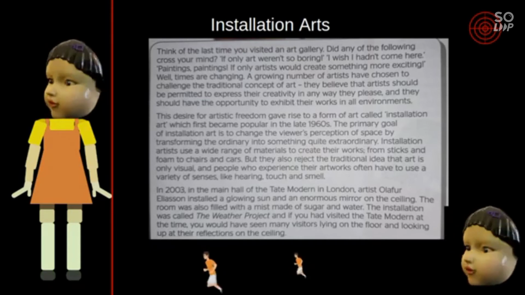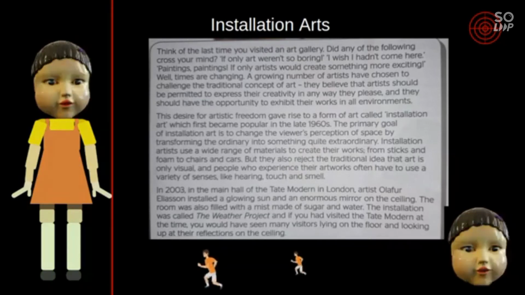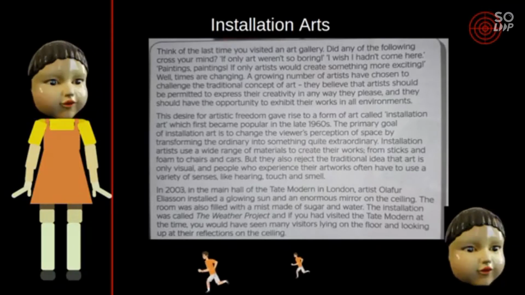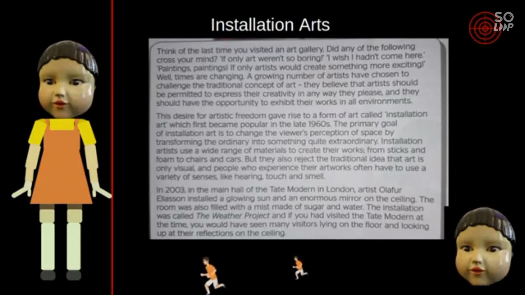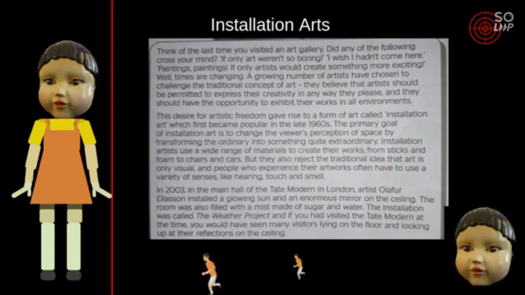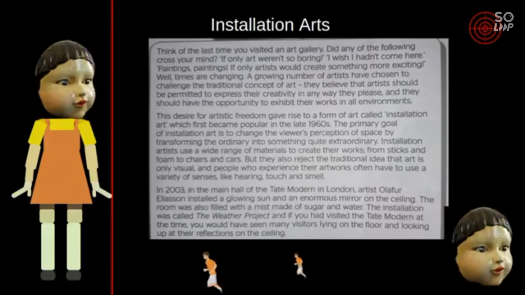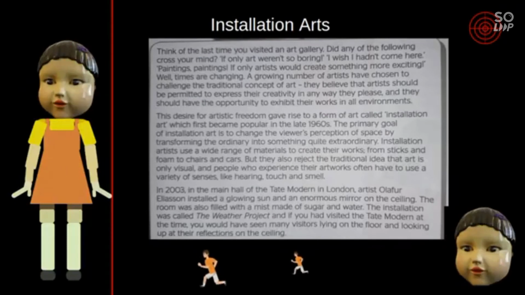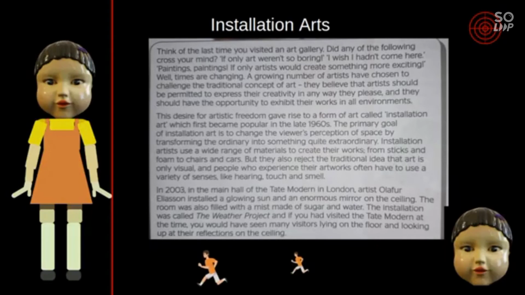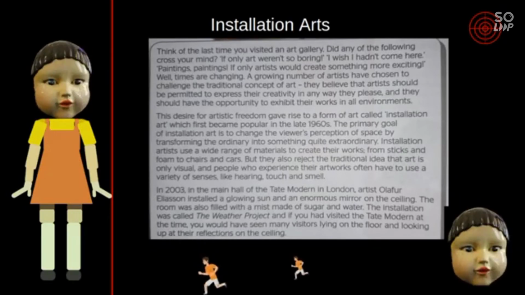In 2003, in the main hall of the Tate Modern in London, artist Olafur Eliasson installed a glowing sun and an enormous mirror on the ceiling. The room was also filled with a mist made of sugar and water. The installation was called the Weather Project. And if you had visited the Tate Modern at the time, you would have seen many visitors lying on the floor and looking up at the reflection on the ceiling.